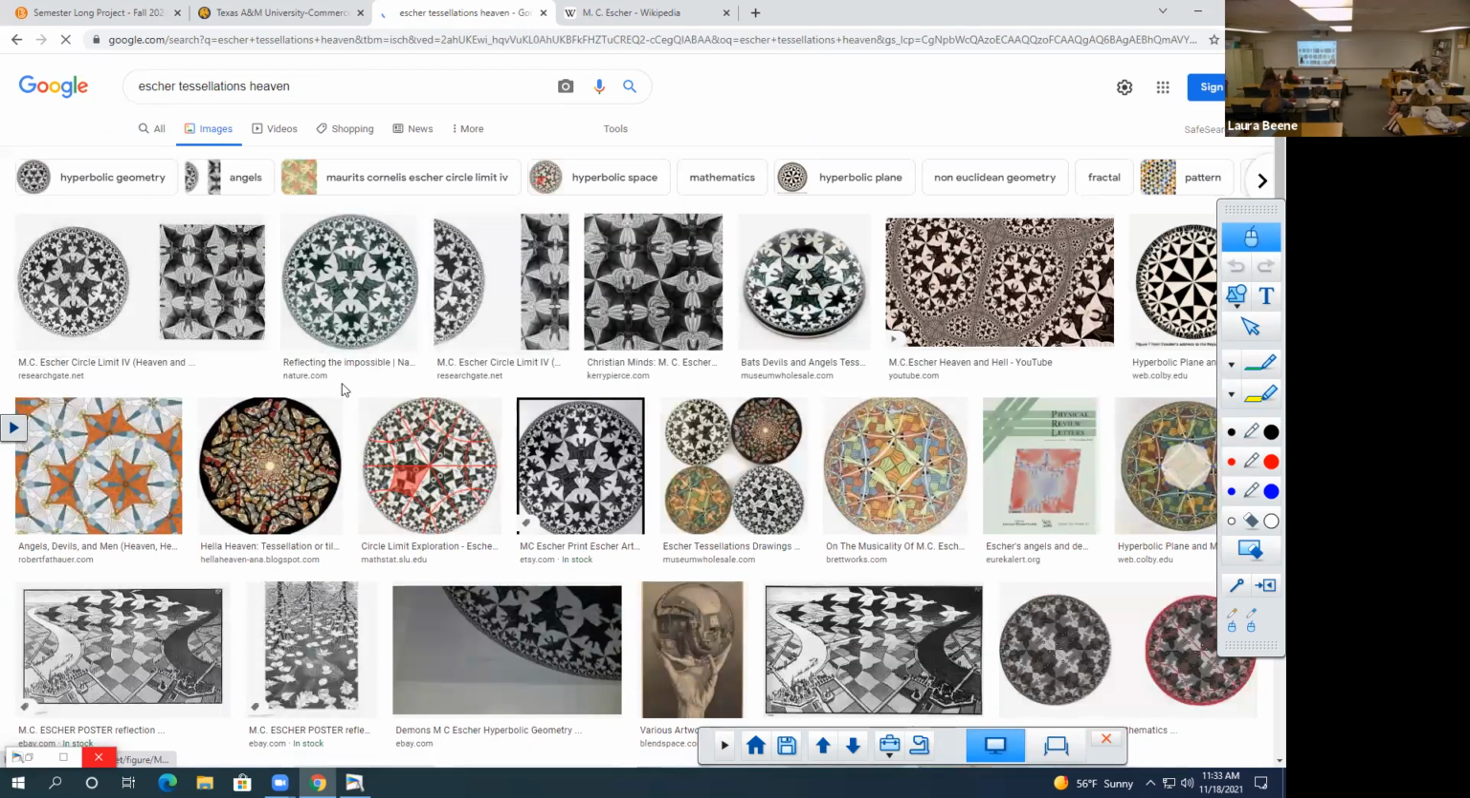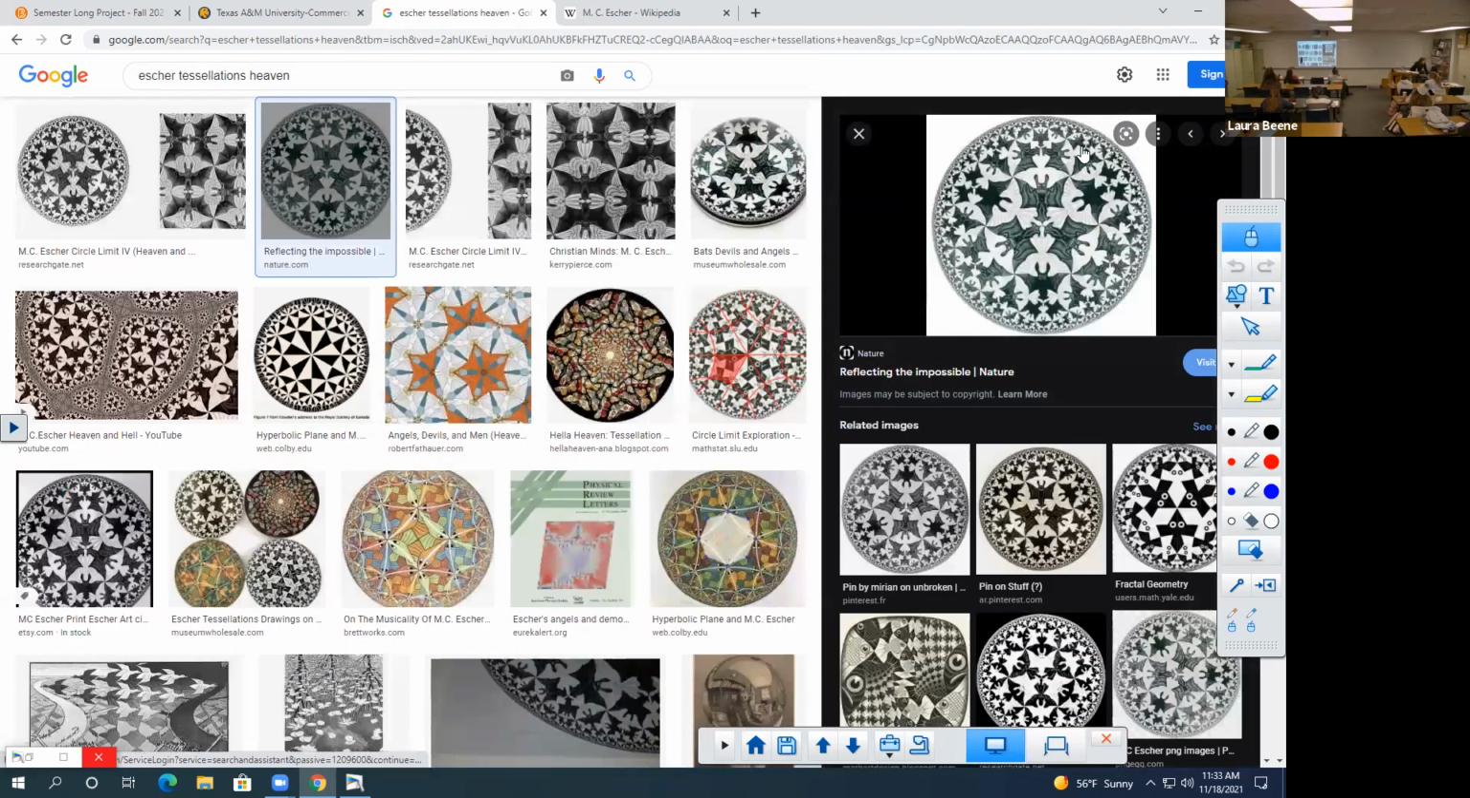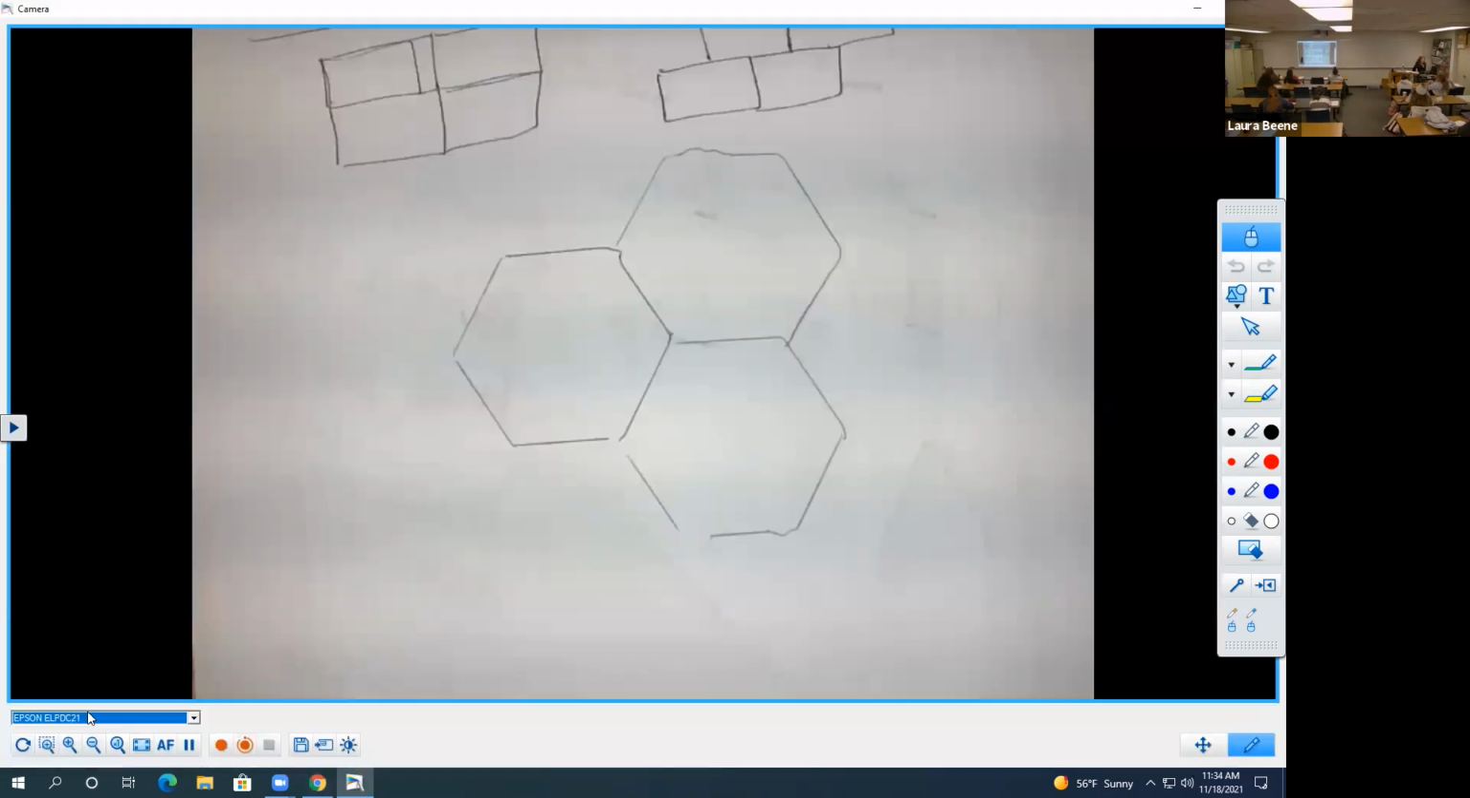There you go. It's a circle, and if you look at the dark image, it's supposed to be a demon, but the white image is supposed to be an angel. It's really cool. So if you're spending time in geometry on translations and rotations, a tessellation is a really fun activity that you can do with the kids, that kids who don't love math but really love art could really enjoy.